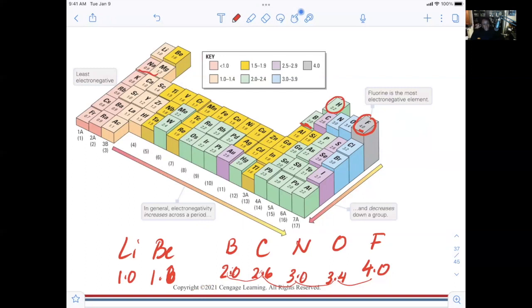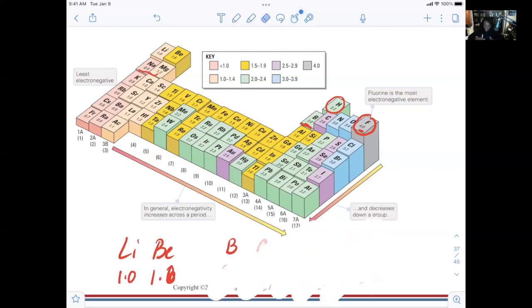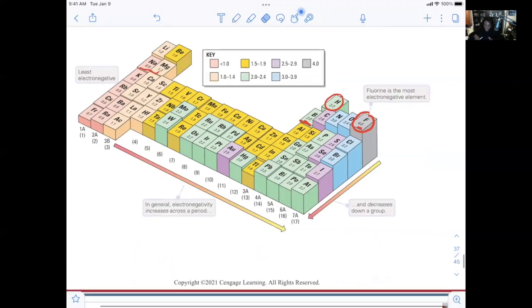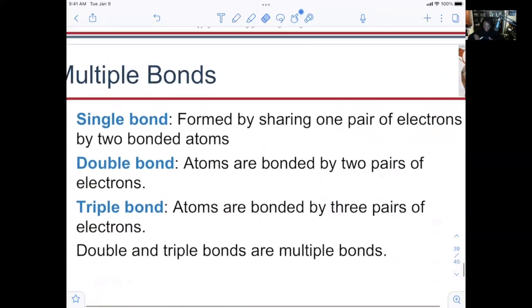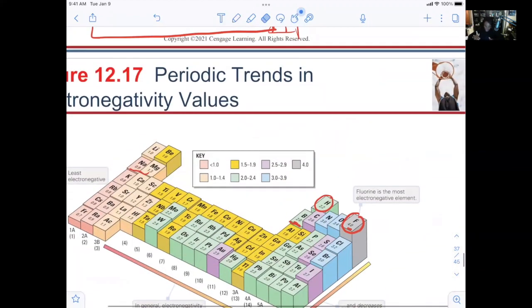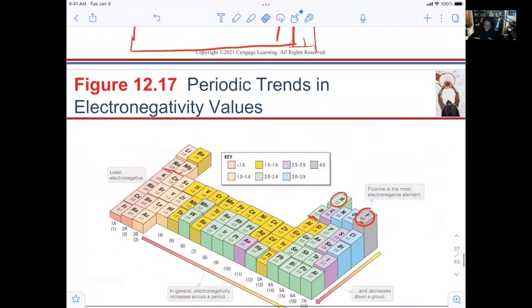For your level, though, they won't really ask you to memorize this. They'll just give you the numbers, so that makes it so much easier, right? But if you're taking a majors class, you would have to memorize this. They won't give you the numbers all the time. You want to be familiar. So how do we use these tables? They should give you a table that tells you what the electronegativity differences are and what they signify.